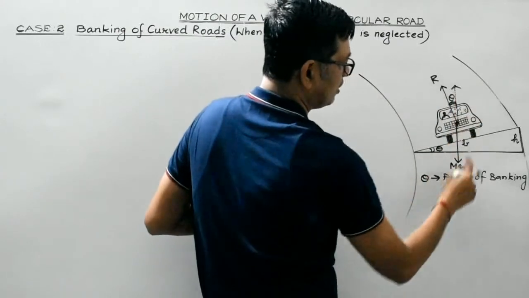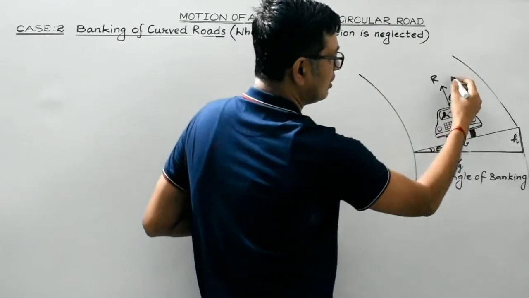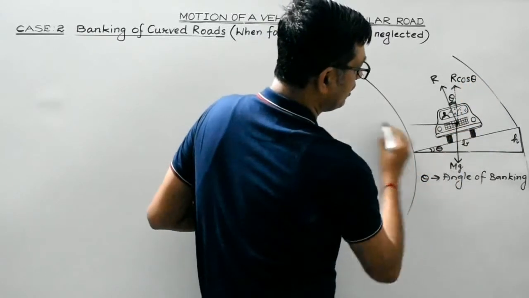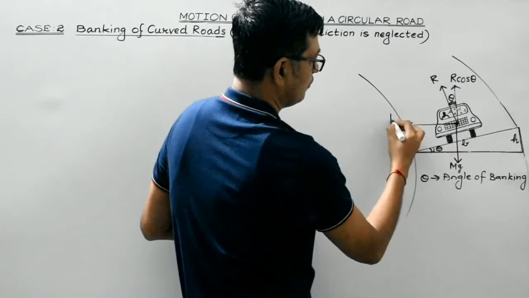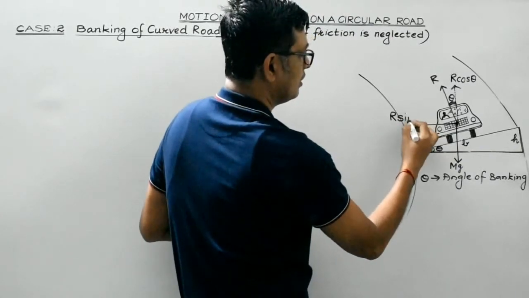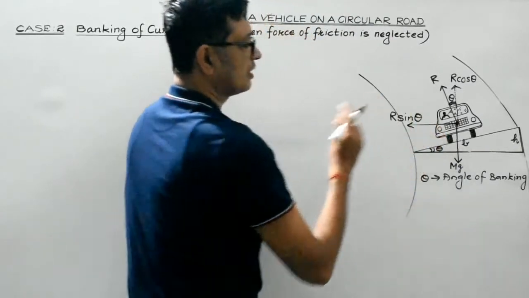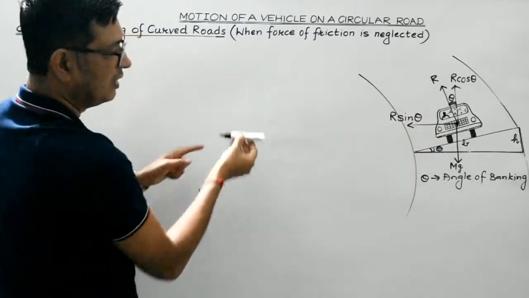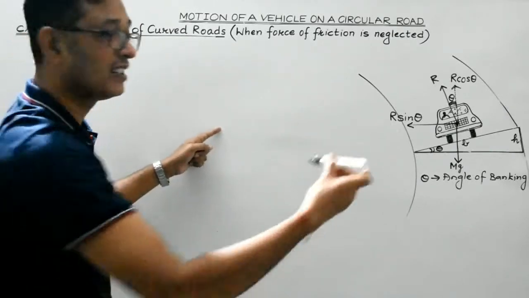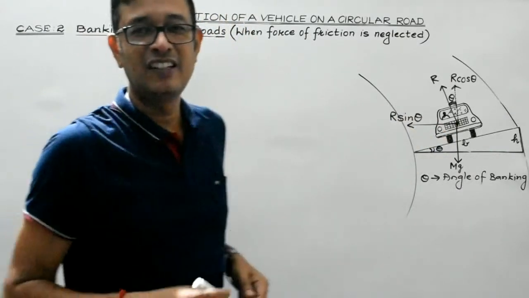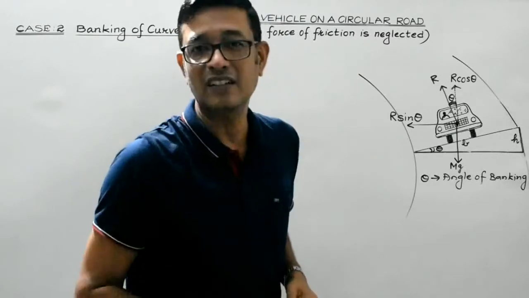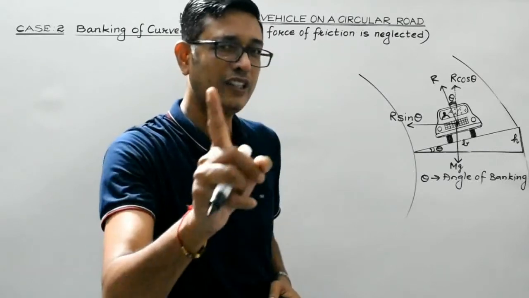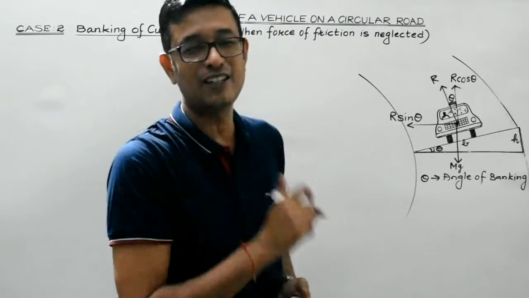So one of the components, which is opposite to mg, would be R cos theta, and the other component, which is directed radially inwards, is R sin theta. This component is directed towards the center of the circular track. And students, this is a very, very basic fact. The force which is directed radially inwards always provides the necessary centripetal force.